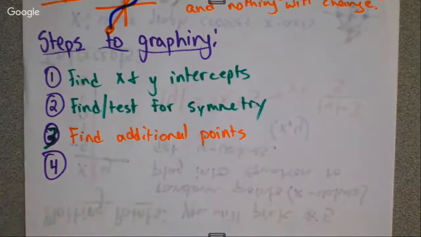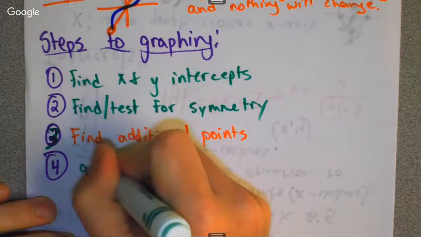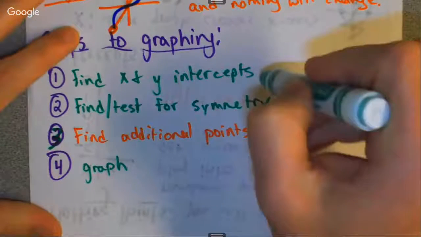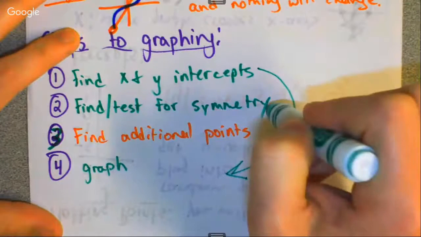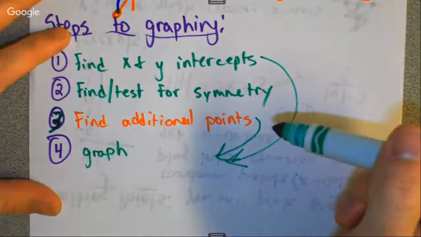And the last step is to graph, but really you're graphing at each step. So you're going to find your x and y intercepts, and graph them. You're going to test for symmetry, and you're going to find additional points based on your graph.